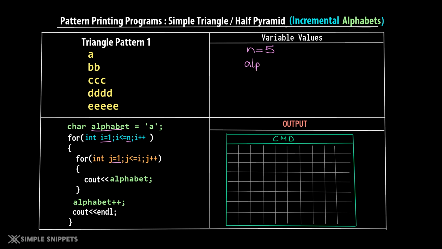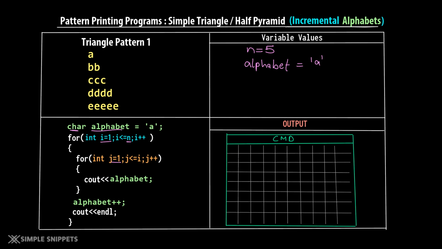So let's write alphabet, which is a character data type. That's why it is storing A initially. Now, of course, it can start from any alphabet. It can start from B, it can start from M, anything, depending upon you and what pattern you want to print. So initially it is initialized as A, right?